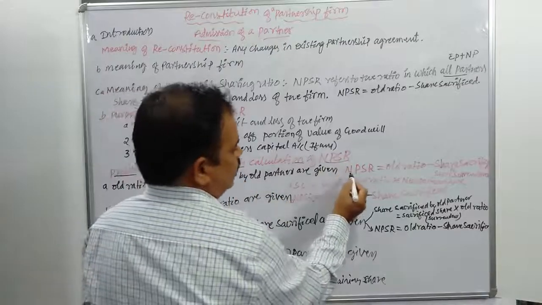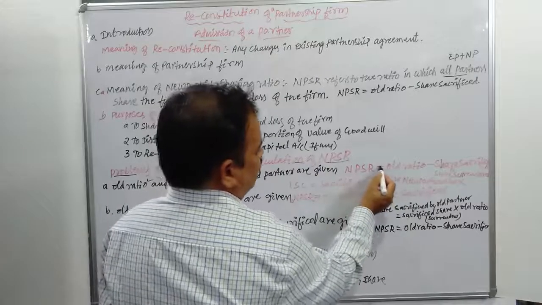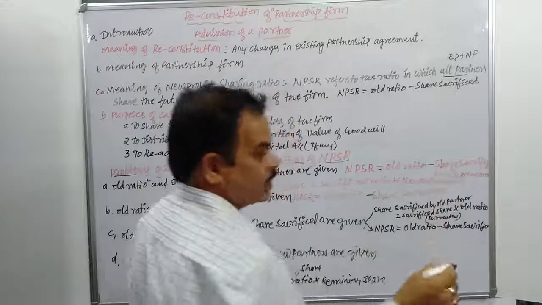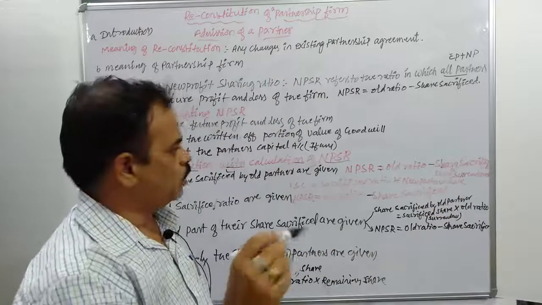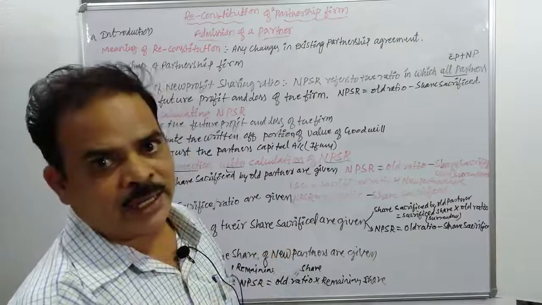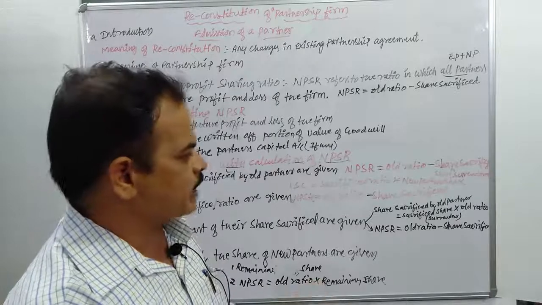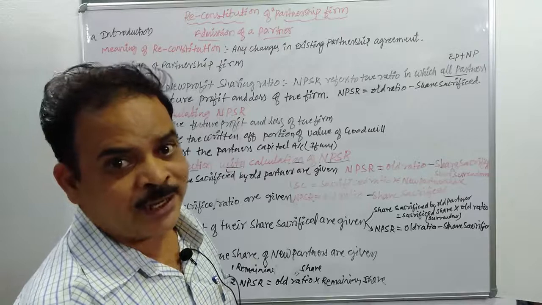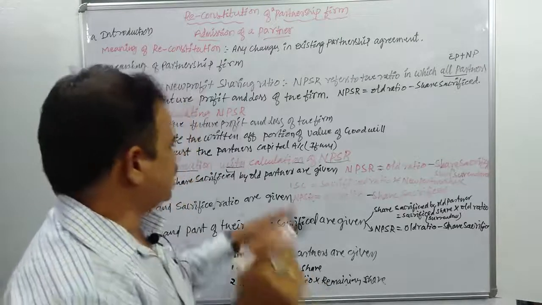So the new profit sharing ratio is equal to old ratio minus share sacrificed, or we can say share surrendered. Okay, this is the first.